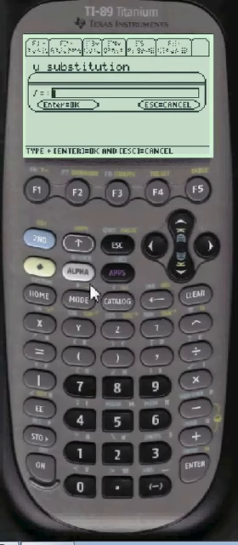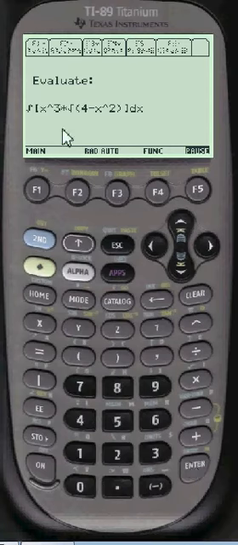And you have to press alpha before you enter anything in these entry lines here. And so we're going to enter the function: alpha, x cubed times the square root of 4 minus x squared. I always show you what you've entered so you can see if it's okay. If it is okay, you can press OK.